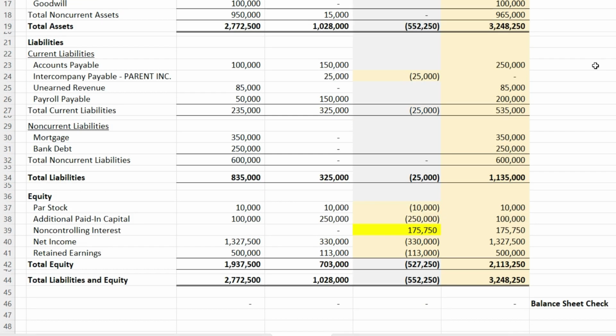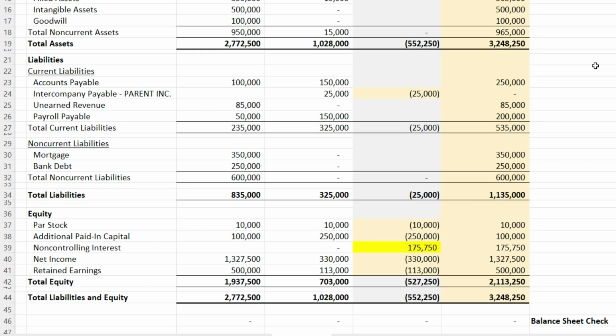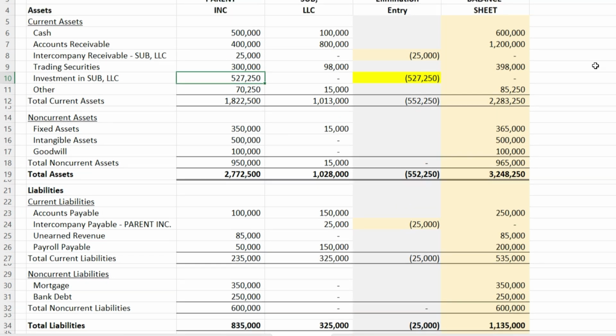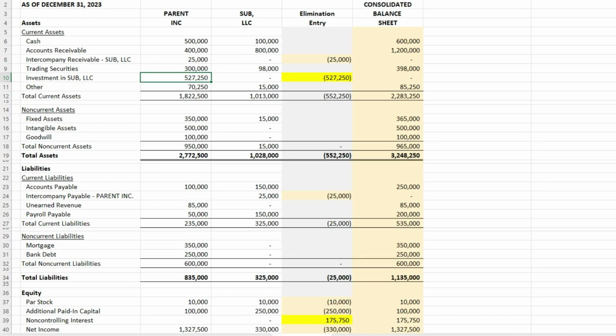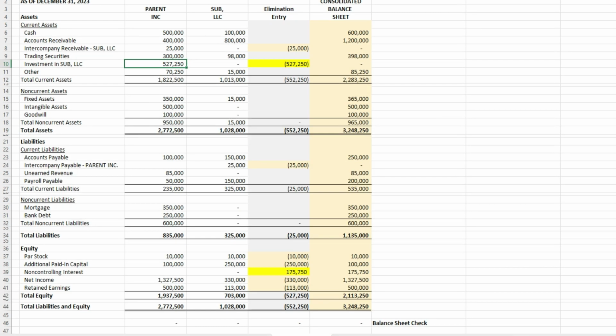I hope this is helpful. I hope this made sense. I hope I didn't confuse you more. It took me a while to really understand this concept. It's confusing. It can get very technical from here on out, but hopefully this gives you a little bit better understanding of what's happening when you consolidate financial statements and when you have a subsidiary that you do not own 100% of.